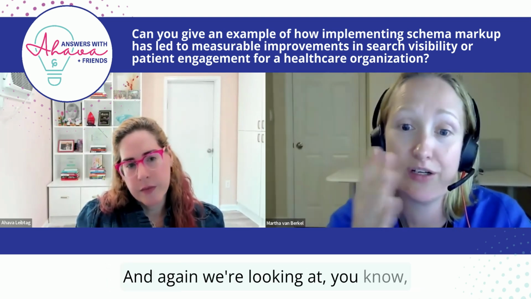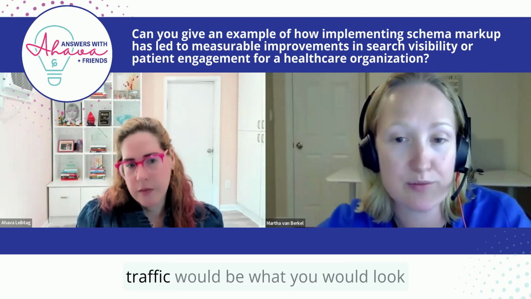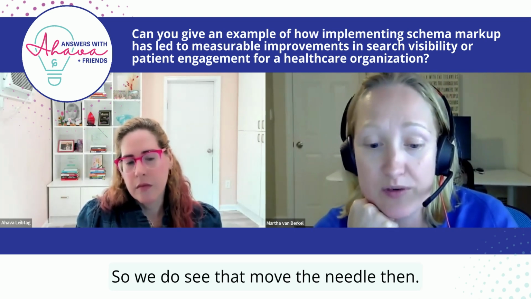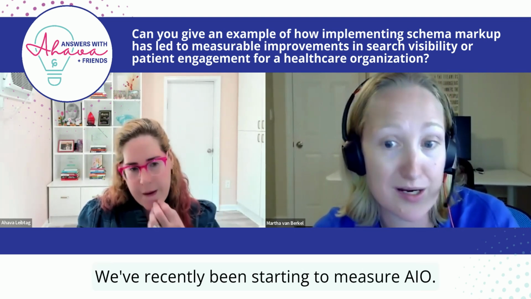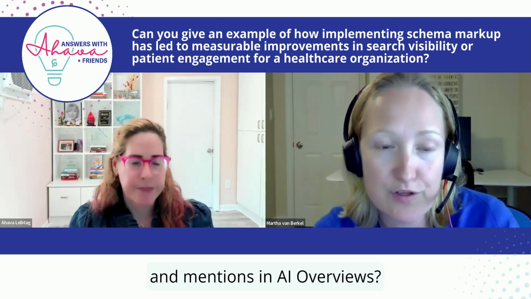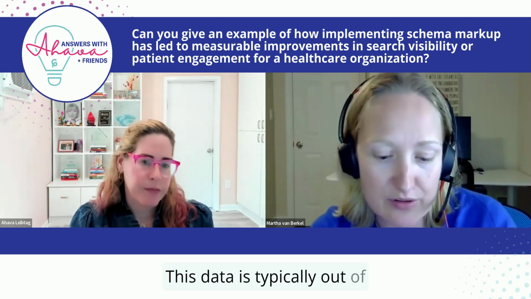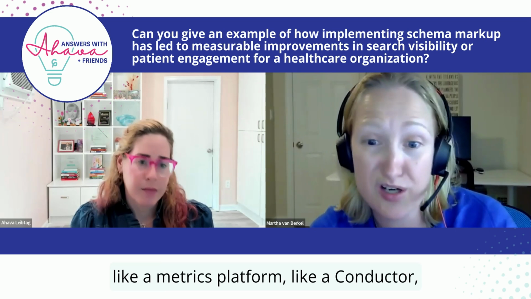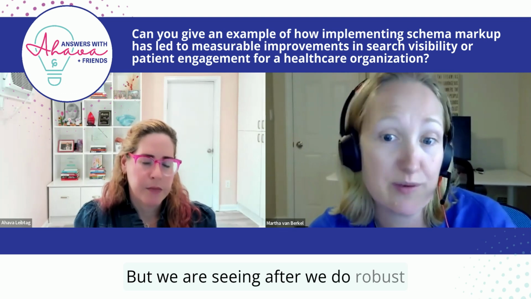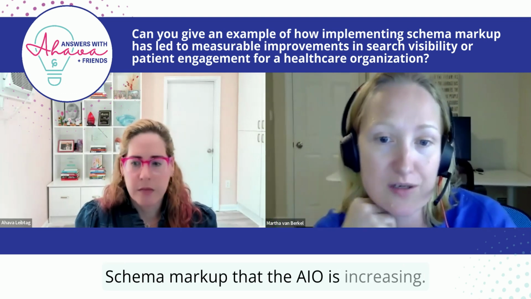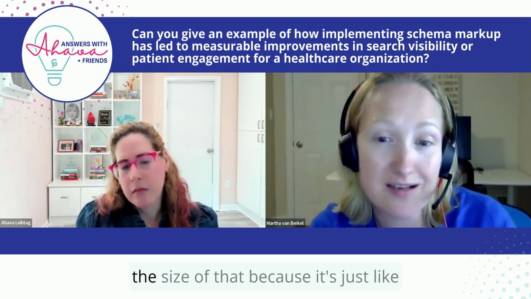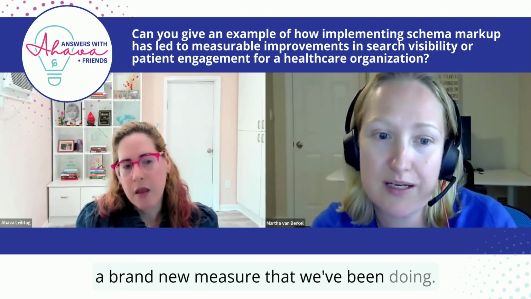And again, we're looking at impressions, clicks, and then traffic, visits, and then conversion on the site. So we do see that move the needle. Then we've recently been starting to measure AIO. Are we seeing more citations and mentions in AI overviews? This data is typically out of a metrics platform like Conductor, BrightEdge, SEMrush, Ahrefs also. But we are seeing after we do robust schema markup that the AIO is increasing, so more citations, more mentions. I don't have a macro number on the size of that because it's a brand new measure that we've been doing.